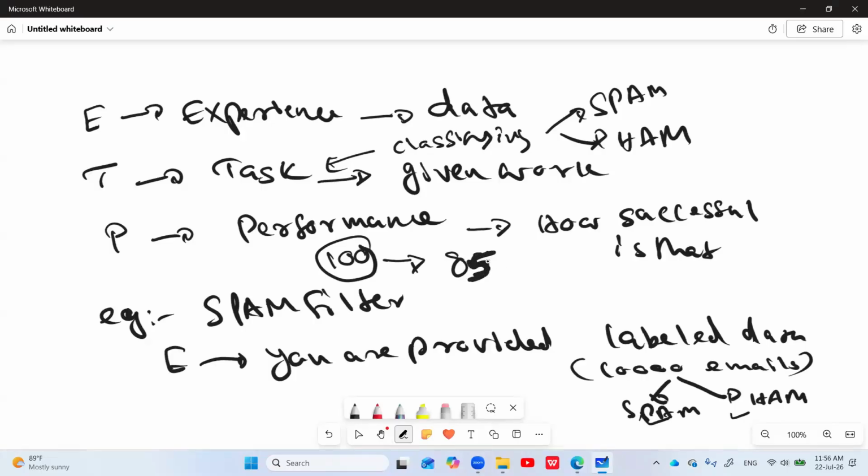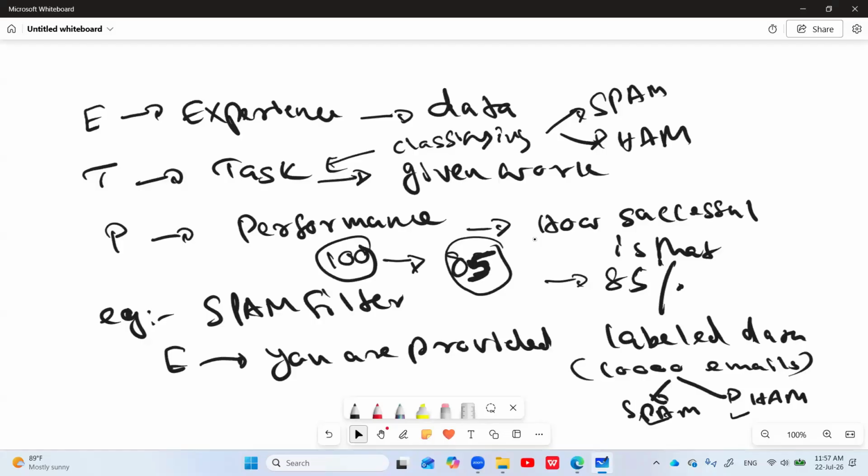Or there are 85 of them that are spam. Just imagine, among the hundreds of spam emails, you have correctly identified 85 of them as spam, because there are another 15 you couldn't identify. So your accuracy or the performance is 85%. That is called the performance. Performance means how successfully you have identified whether the given data is in this way or that way.